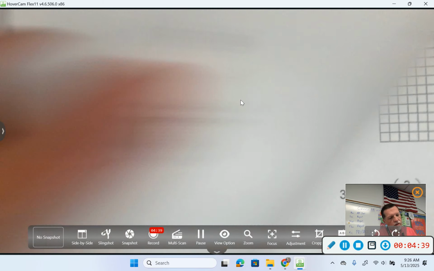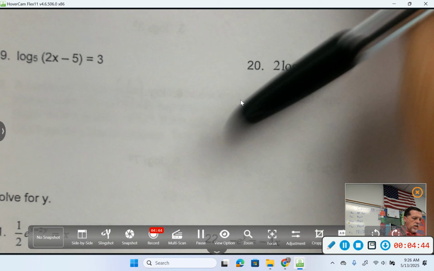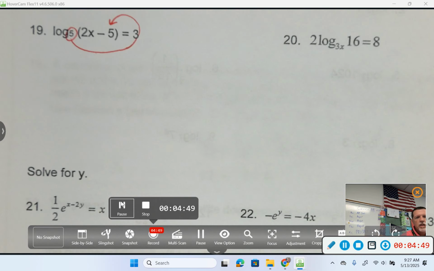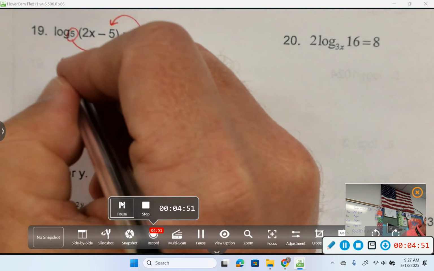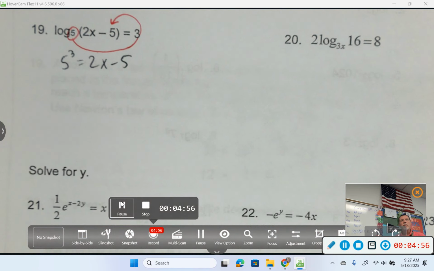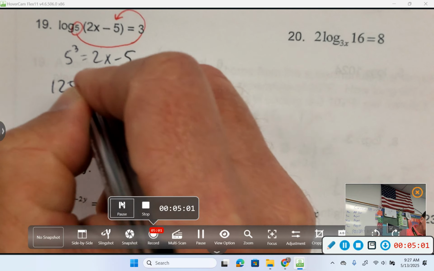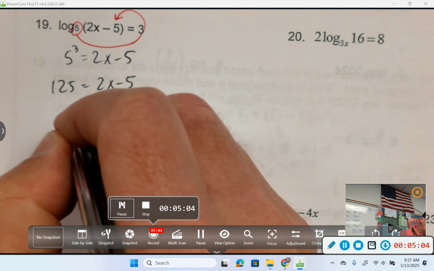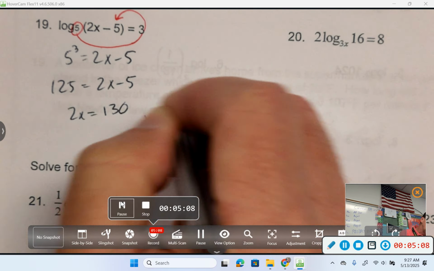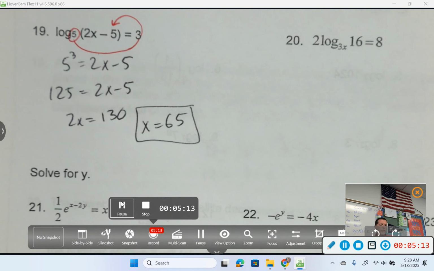Good question. Let's look at 19. Oh, 19 looks pretty straightforward. 5 cubed equals 2x minus 5. And here's where, how many steps do you want to show? 125 equals 2x minus 5. So 2x equals 130. So x equals 65. That's a pretty straightforward one there.